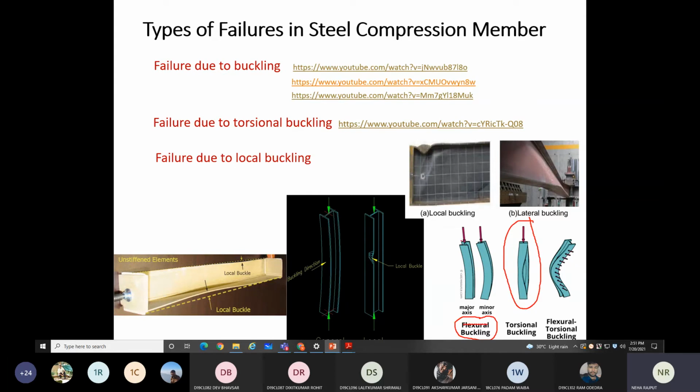So here, if this is your I section, you are aware that for an I section there are two axes. One is called the major axis and one is called the minor axis, right? Major axis means where the moment of inertia is more. So if this is a symmetrical I section, what will be the major axis, IXX or IYY? For the I section, which will be the major axis, IXX or IYY?